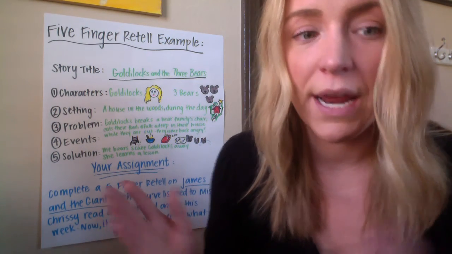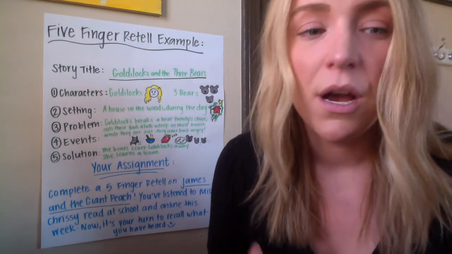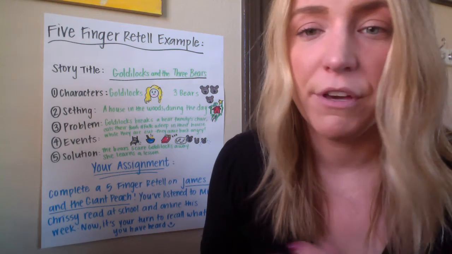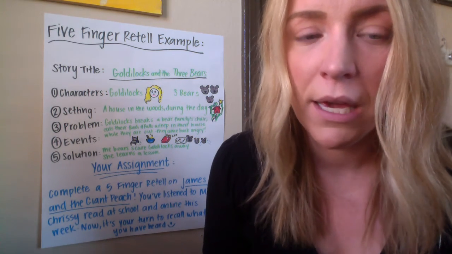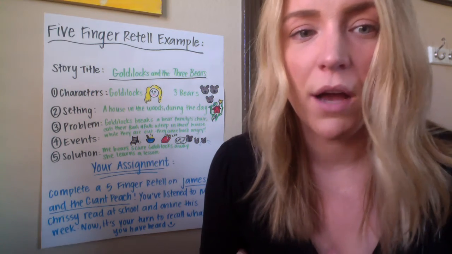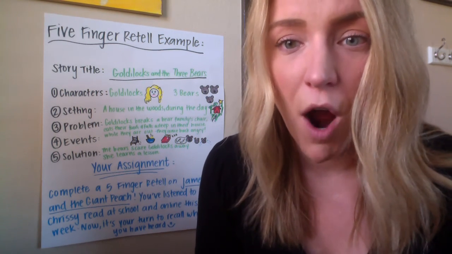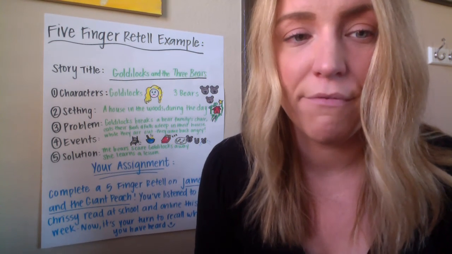If you want to organize it like I did, if you want to draw out our characters, setting, problems, solution, feel free. If you just want to talk about it out loud with a grown-up or sibling, you can also do it that way. Basically, I just want us to talk about James and the Giant Peach, what we have learned from our story so far, and break down the story into those different components using our Five Finger Retell.